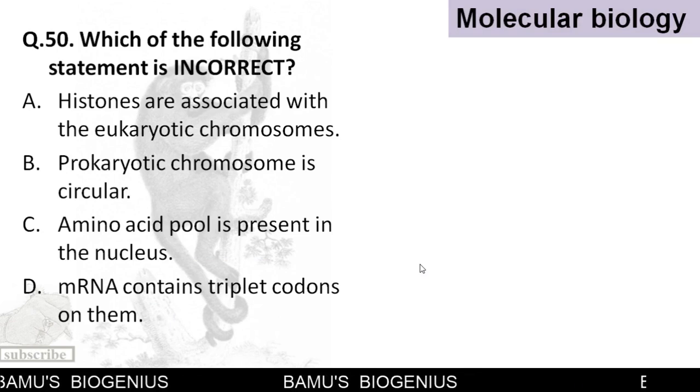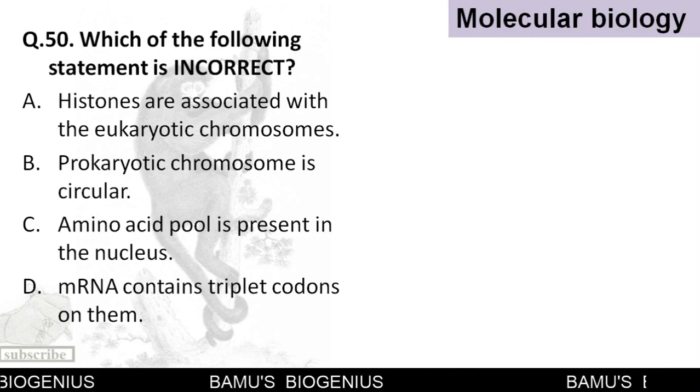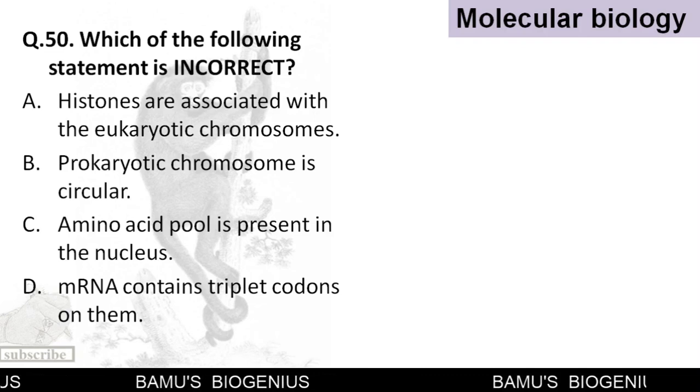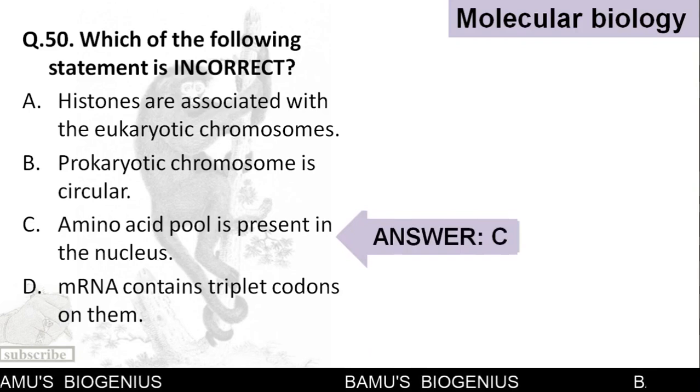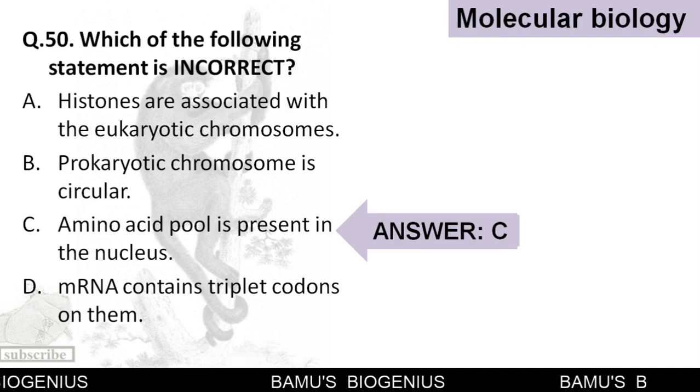In question number 50, which of the following statements is incorrect? A. Histones are associated with the eukaryotic chromosomes. B. Prokaryotic chromosome is circular. C. Amino acid pool is present in the nucleus. And D. mRNA contains triplet codons on them. The answer is C. Amino acid pool is present in the nucleus. So this is a wrong statement.